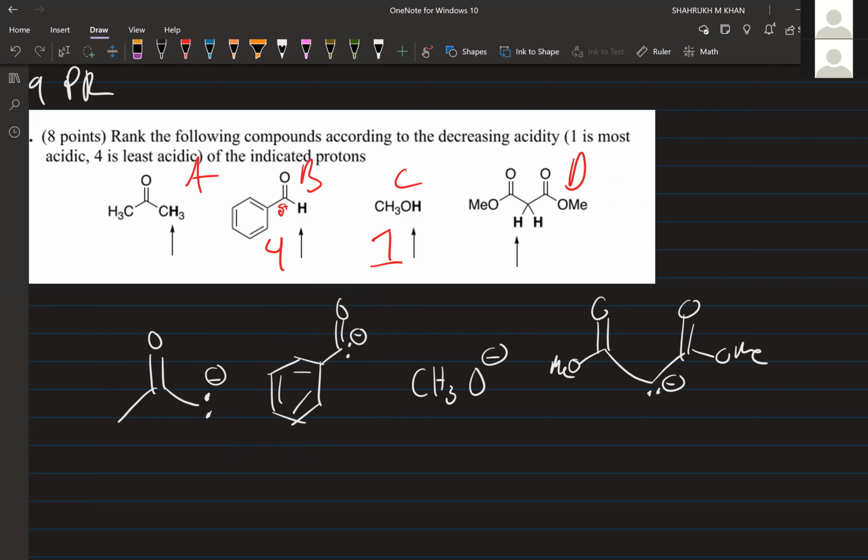For that reason, right? So that can be number 4, and now you're really left between A and D, and there's really one main difference. The atoms are the same. The only thing that's different is kind of the resonance, the withdrawing groups, right?